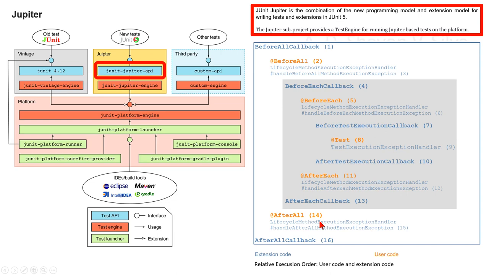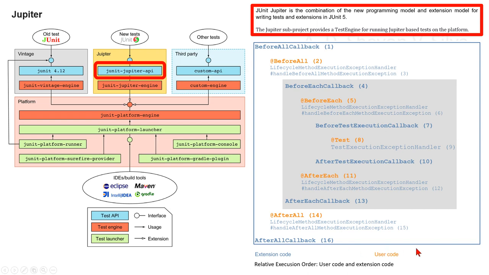Fourteen, annotation org.junit.jupiter.api.AfterAll. User code executed after all tests of the container are executed. Fifteen, interface org.junit.jupiter.api.extension.LifecycleMethodExecutionExceptionHandler#handleAfterAllMethodExecutionException. Extension code for handling exceptions thrown from @AfterAll methods. Interface org.junit.jupiter.api.extension.AfterAllCallback. Extension code executed after all tests of the container are executed.